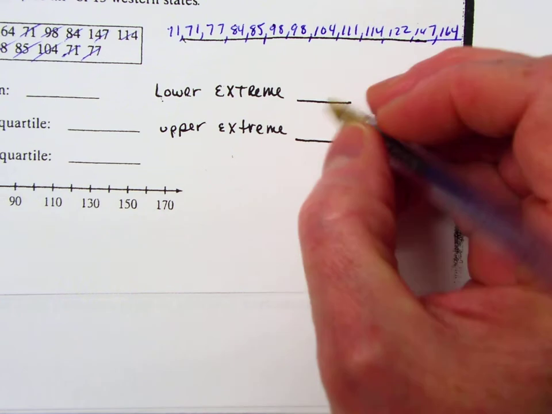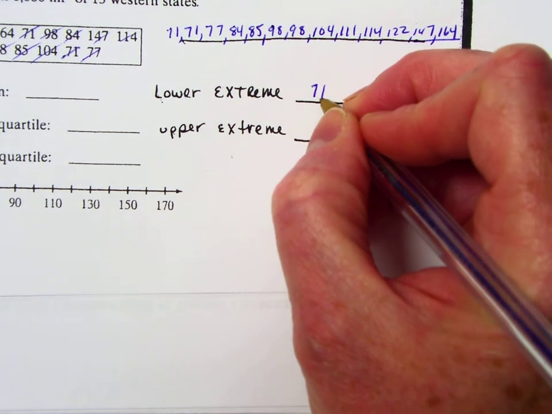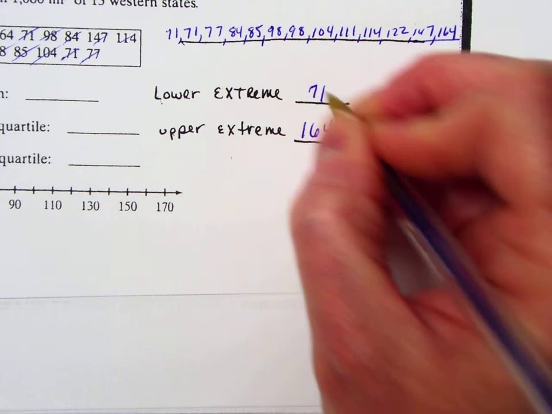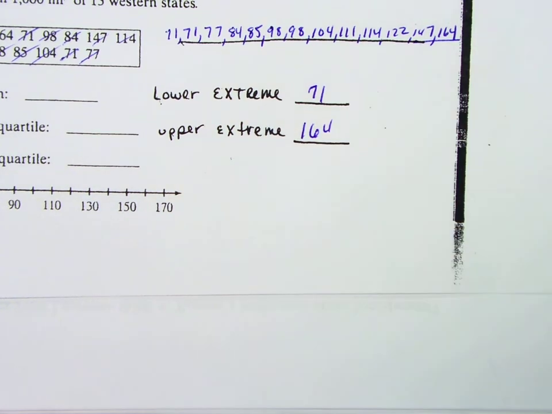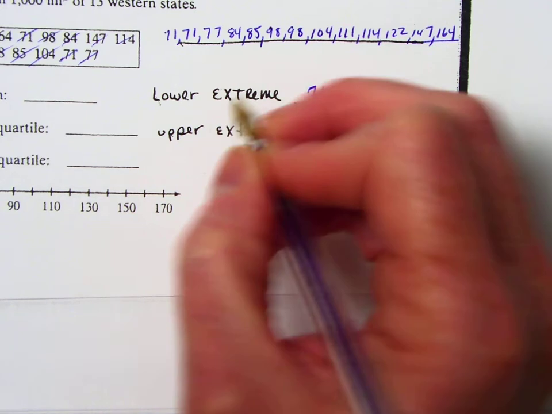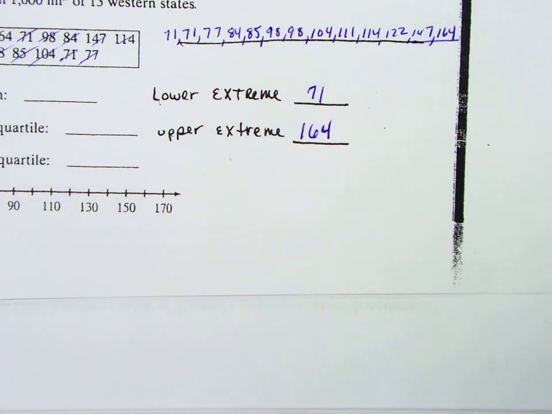So the lowest extreme is going to be a 71. The upper extreme is going to be a 164. The smallest number, the biggest number. Extreme. Think of the extreme ends of the earth, the extreme ends of your number line. Okay.